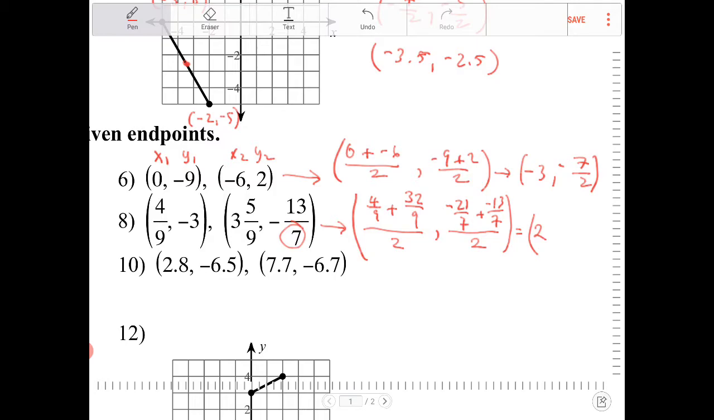-21 and -13, that gives me -34. So I get -34 over 7. Divide by 2, I get -34 over 14. And -34 over 14, what does that reduce to? That reduces to -17 over 7. So my final answer is 2 comma -17/7. That's my final answer.